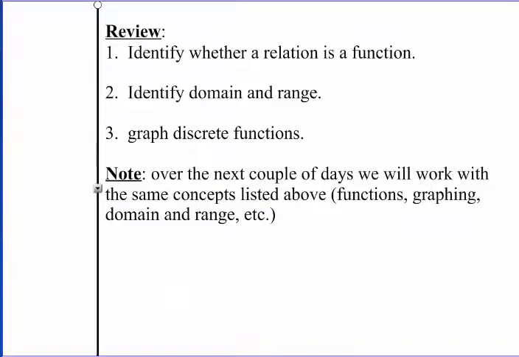So just a quick review. You want to identify whether a relation is a function, so we did that. We'll review some more of this in class. You want to identify what the domain is and what the range is, so we talked about how you would do that. We also talked about graphing a discrete function. So that was the first graph. We'll do a little more of that in the next class, and then eventually in the next couple classes discuss the difference between discrete and continuous, which leads me to the last note.